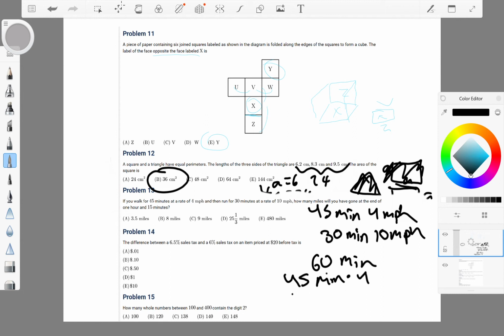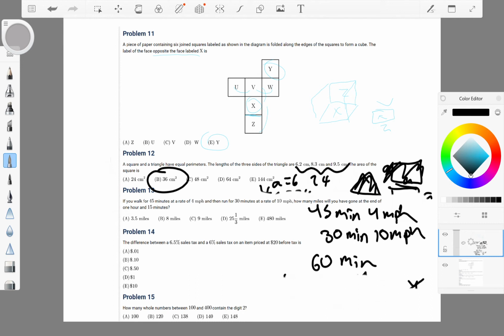So then we're going to have to divide this by 60 minutes because that's the number of hours. So 45 divided by 60 is 3 divided by 4. And then that times 4, these two cancel, we get 3. So that's 3 miles that you've gone.